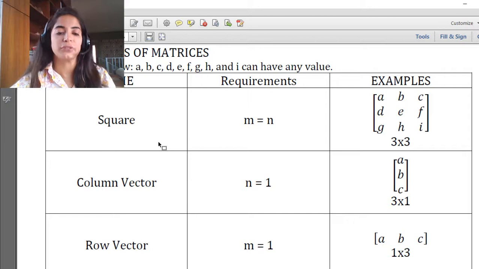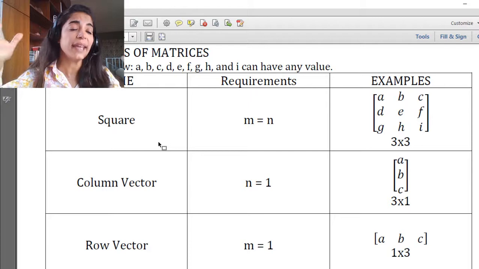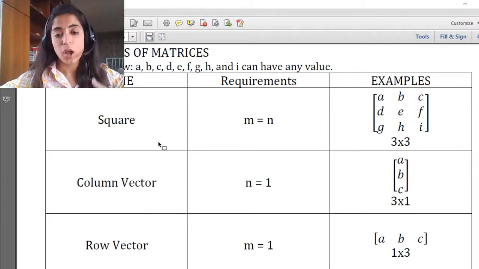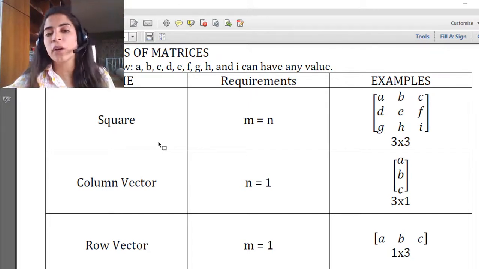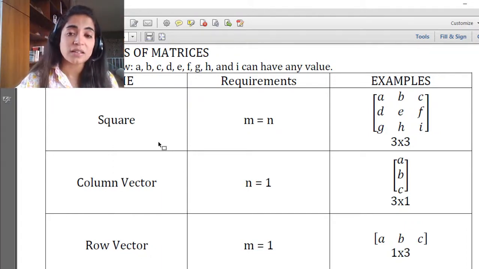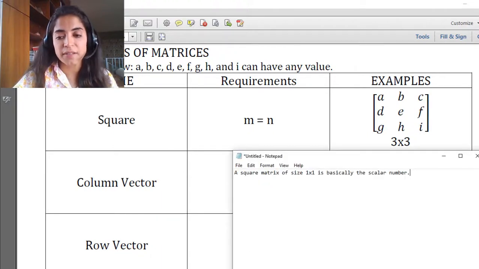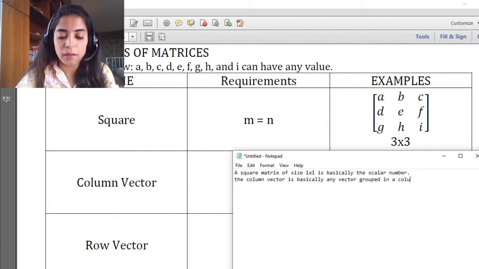Now what is a column vector matrix? A column vector matrix means I have a matrix where all the elements are grouped in a column, which means that the number of columns is equal to 1 and I have several rows. Now basically guys, a column vector could be, in physics, the velocity. So the column vector is basically any vector grouped in a column matrix or in a column.